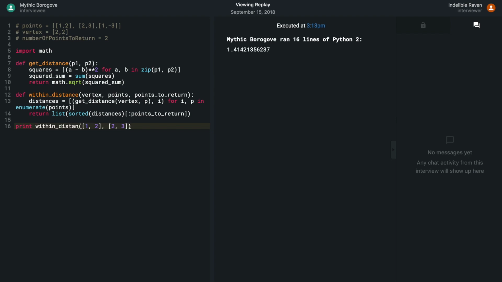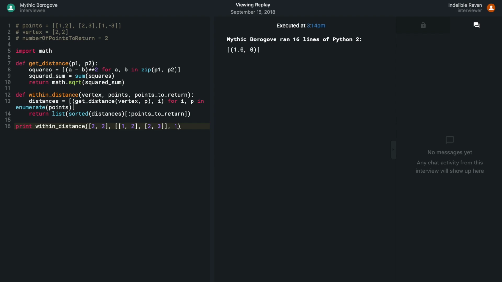Just try that out. 2, 2. These are the points, and I'll return the closest one. Oh man, it did something, but it doesn't look right. Oh, okay. Right, because the first element is the distance and the second element is the index. So, right.